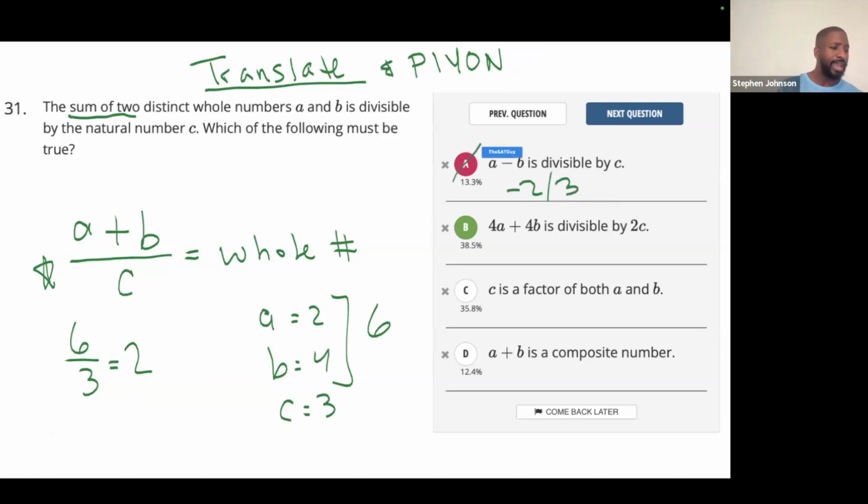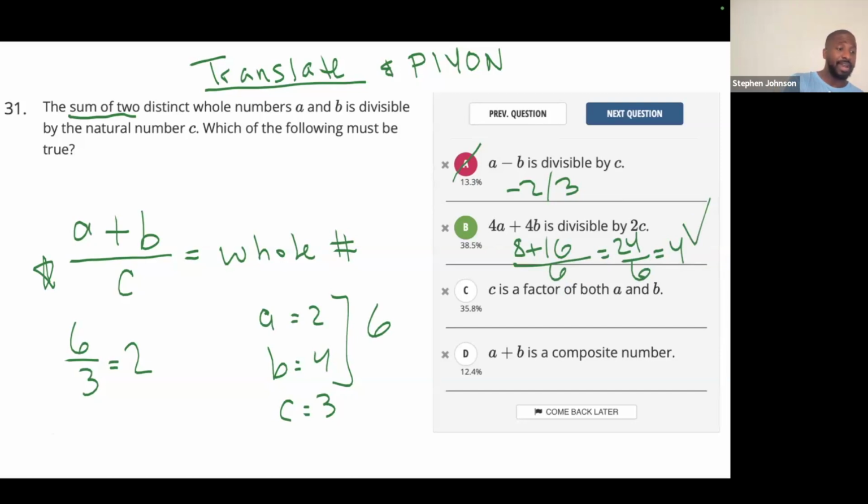How about B? 4A plus 4B is divisible by 2C. Yes, and there's a lot of reasons why we could have seen that without plugging our own numbers in. But if we did it this way, 4 times A would be 8. 4 times B would be 16. 2 times C would be 6. And 8 plus 16 is equal to 24. And 24 divided by 6 is equal to 4. And yes, that actually does work. Next one, C is a factor of both A and C.